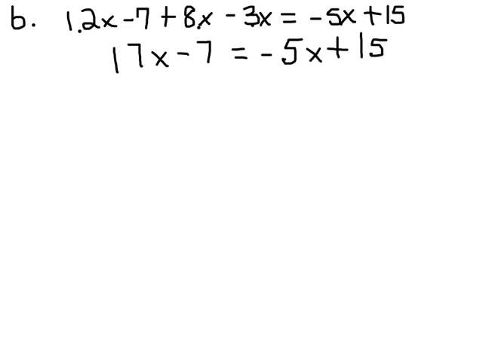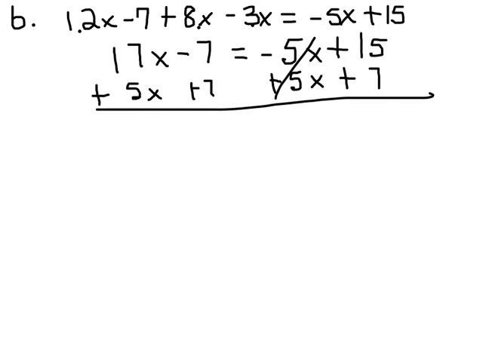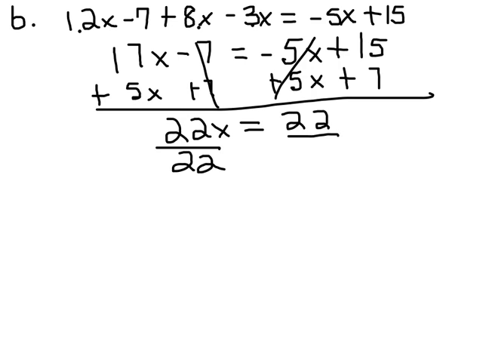Let's get rid of these two middle terms. I'm going to add 7 to both sides, and I'm going to add 5x to both sides. I got rid of this, I got rid of this. 17 plus 5 is 22x equals 15 plus 7 is 22. When I divide both sides by 22 in order to get x by itself, I find that x then is equal to 1.